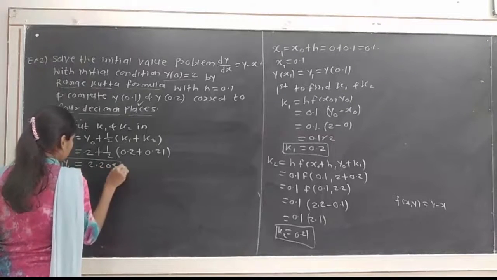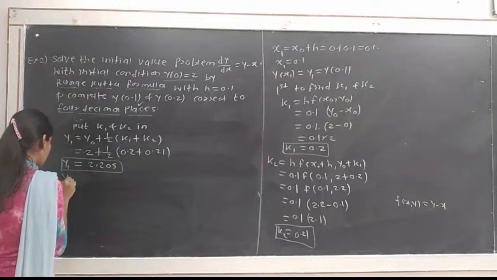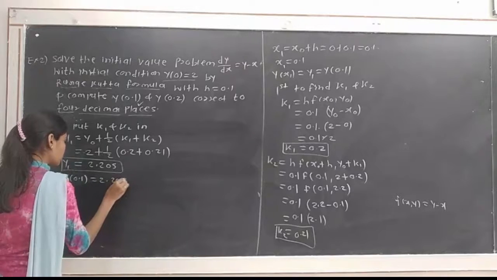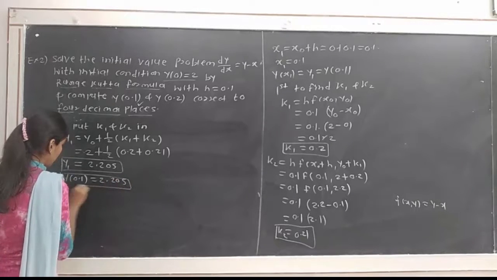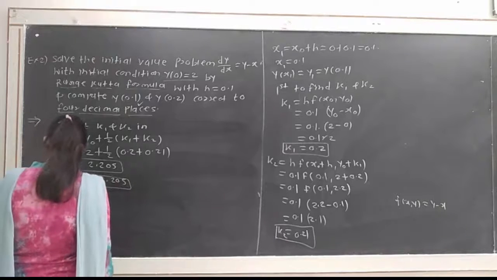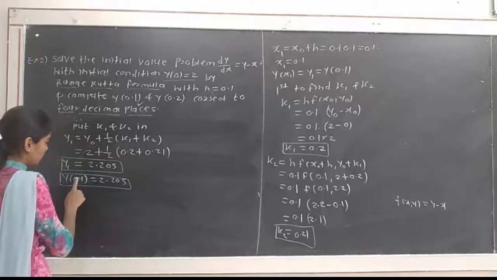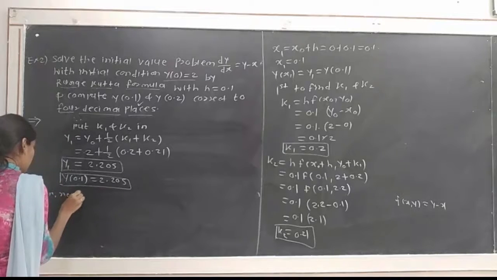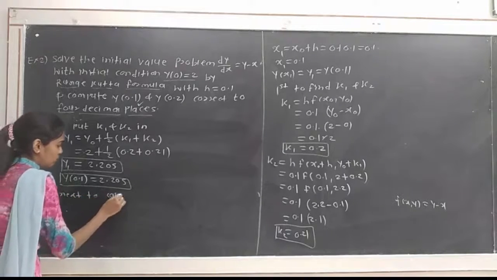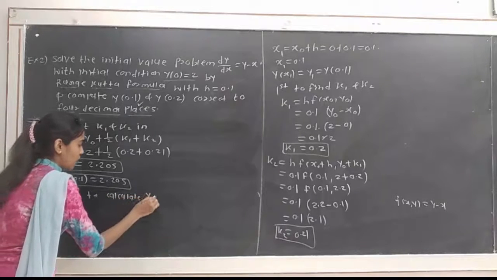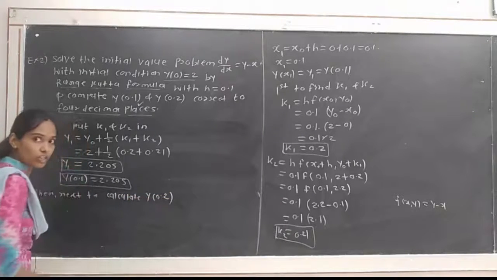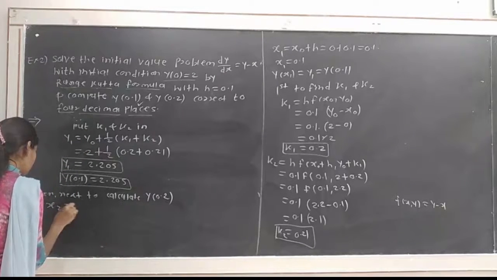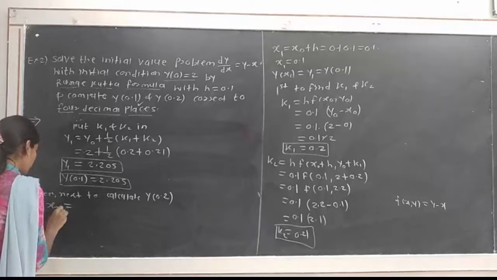So we get y1, that means y of 0.1 is equal to 2.205. That is the value of the function at point x1. x1 will be 0.1. Then next, to calculate y of 0.2, that means x2. So x2 is y of 0.2, that is y of x2.